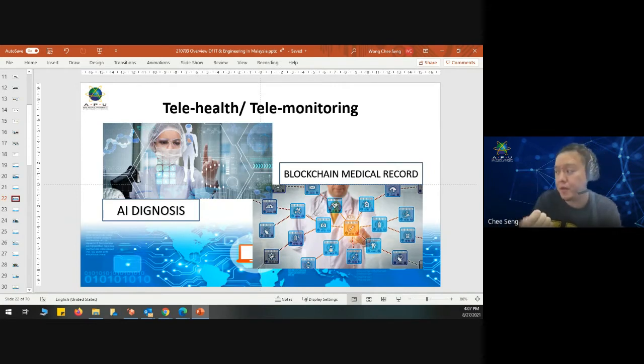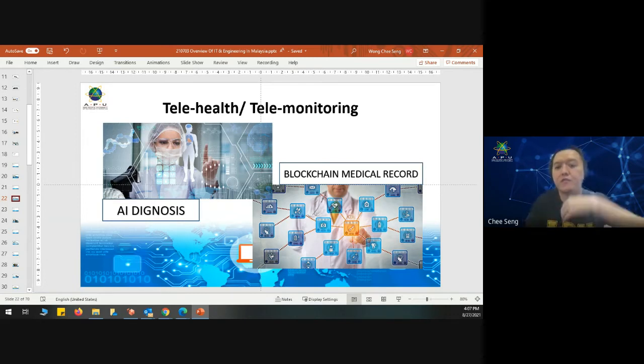But with blockchain medical record, if you go to clinic A, they have recorded your symptom and the medicine that they have given you, but it doesn't work for you. You go to clinic B, and based on the record in the blockchain medical record, they will know that you have tried the first medicine. So they will give you a stronger one. So it's a centralized medical record of a patient.